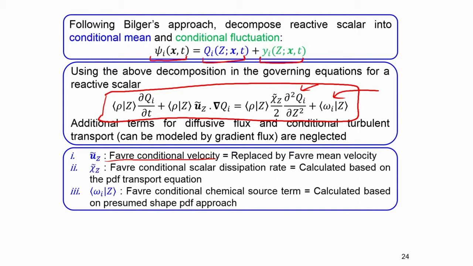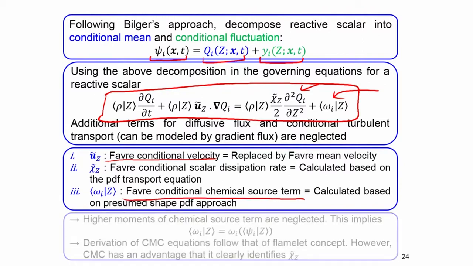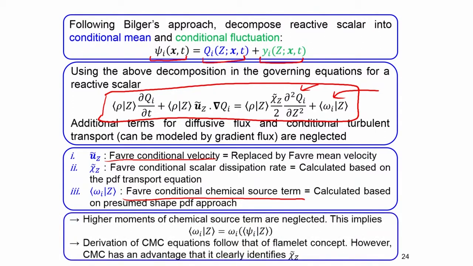Okay. So, here you see that this is a Favre conditional velocity, which is replaced by the Favre mean velocity, and the Favre conditional scalar dissipation rate is calculated based on the PDF transport equation, and then the Favre conditional chemical source term is calculated based on the presumed shape PDF approach. So, those things have to be integrated, and the higher moments of the chemical source term are neglected. This implies that we can model omega I, that is, the species consumption or production rate at a given z, as a function of the conditional mean of xi I given z.